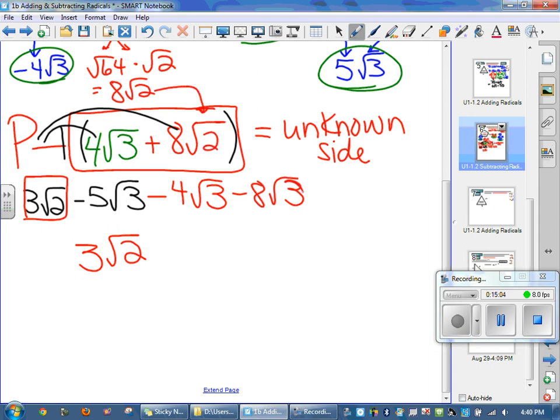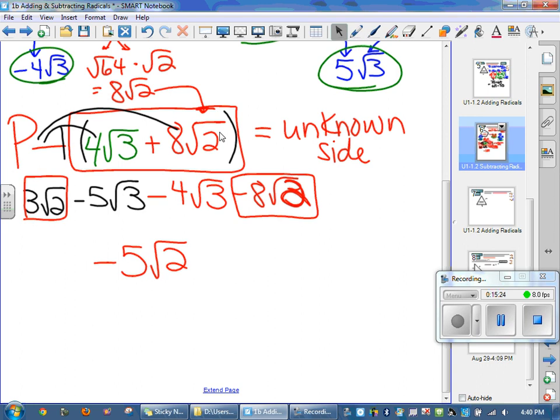So I have my 8 root 2, negative 8 root 2, and at the front I've got my 3 root 2. So I'm going to add both of those together, and I'm going to add the numbers in front. I get a negative 5 root 2. That takes care of my root 2's. These are done. Now I have to take care of my root 3's.